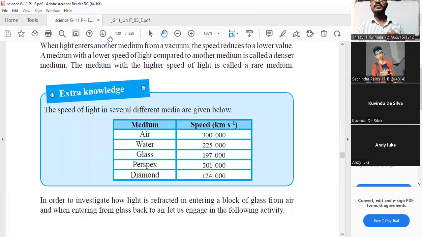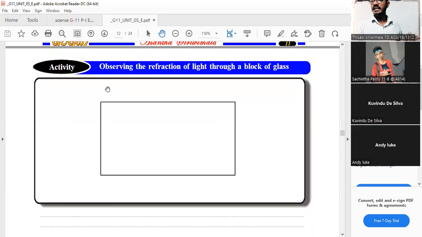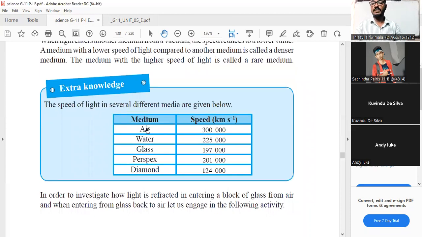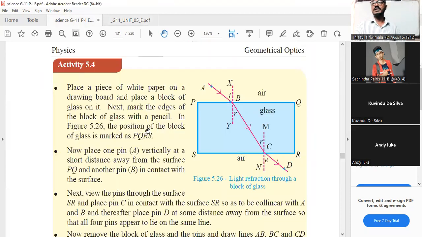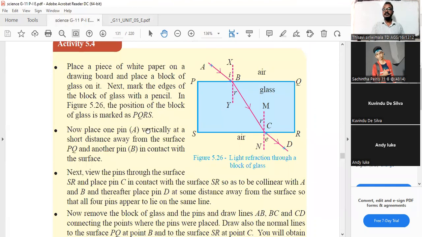Now we are going to look at the way that a light ray goes through a block of glass. We had this in a previous class in grade 8 or 9, refraction of light through a block of glass. So the diagram is here. AB is the incident ray, BC is the refracted ray, CD is the emergent ray. That is how we name them: incident ray, refracted ray and emergent ray.